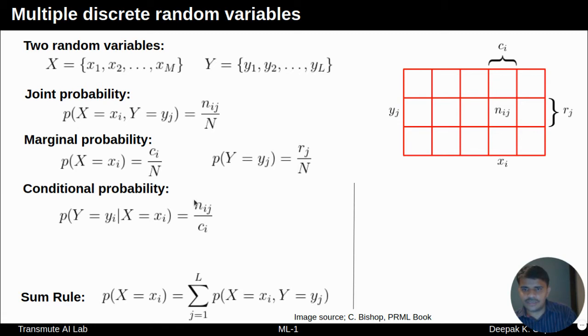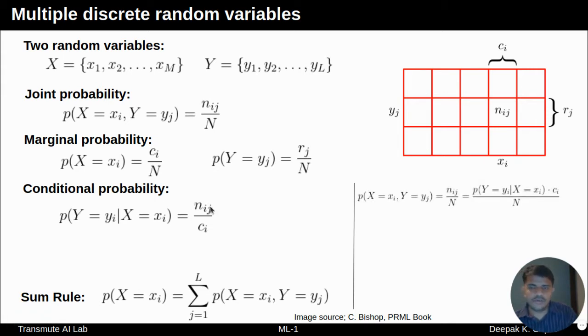So that can be written as nij divided by ci, because the total number of times x is equal to xi, that is ci. So we have ci here. Then among all the ci's, the number of times y is equal to yj is nij. So nij divided by ci. That is the conditional probability.